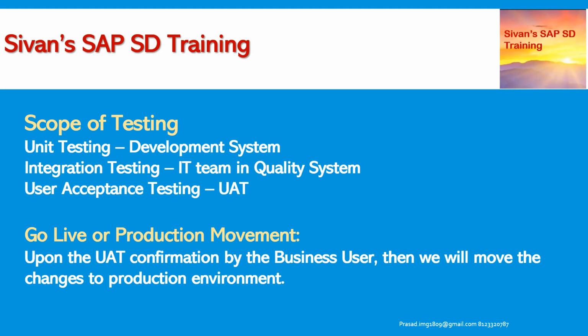Integration testing, we will be doing in the quality system. User acceptance testing, UAT, is done by the business users. Upon their confirmation, that is called go live or production movement. Upon the UAT confirmation by the business users, we will move the changes to the production environment.